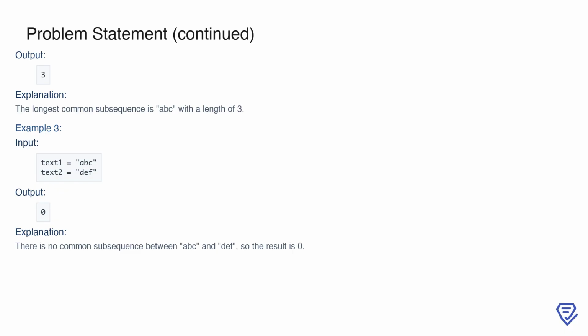Now, consider a different case where text1 is ABC and text2 is def. Here, no characters match between the two strings. As a result, there is no common subsequence, so the output is 0. This shows that the length of the longest common subsequence can vary significantly depending on the overlap between the two strings, ranging from the total length of one string to 0 if they are completely disjoint.